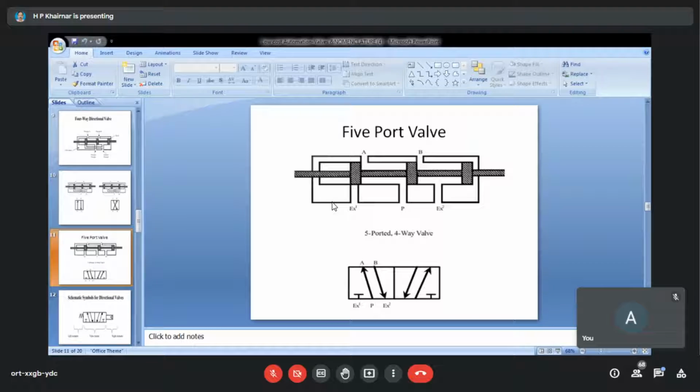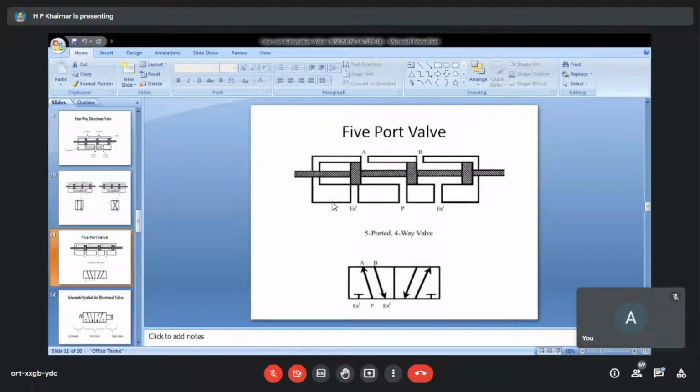Now in the present case, this is called a five-ported four-way valve. Can anybody apply your logic and tell why it is called a four-way valve? Since the ports are five. Now the port is blocked, sir. No, the blocked is okay. So at a time, only four will be operational.